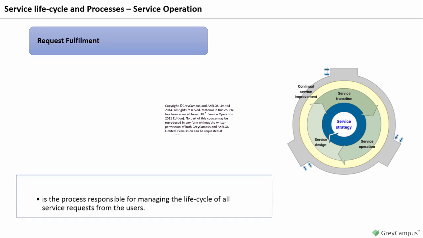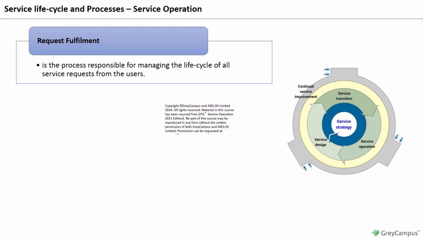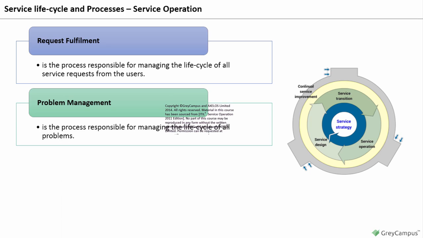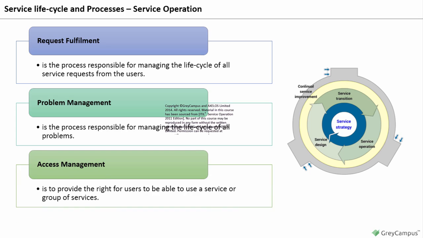Request fulfillment is the process responsible for managing the life cycle of all service requests from the users. Problem management is the process responsible for managing the life cycle of all problems. ITIL defines a problem as the underlying cause of one or more incidents. Access management provides the right for users to be able to use a service or group of services. It is therefore the execution of policies and actions defined in information security management.